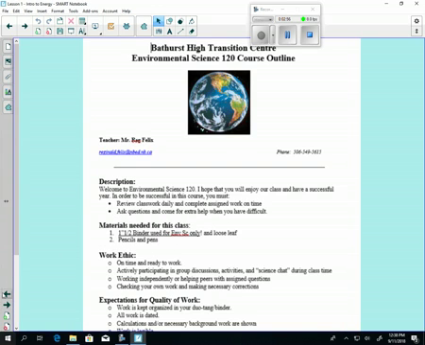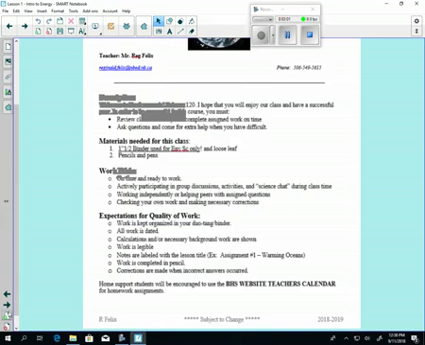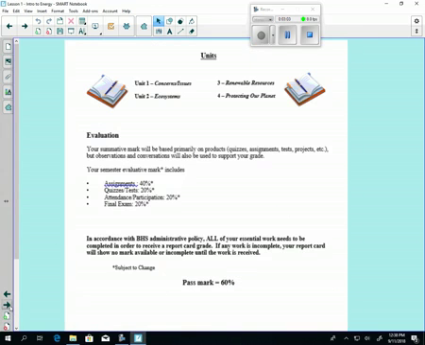Again, the introduction to environmental science is the same: the preamble about what you need and how your marks are worked out. But here you can see that we're going to be looking at concerns and issues in environmental studies. To begin with, we'll talk about ecosystems, renewable resources, and protecting our planet. These are issues that are very important to everybody today.